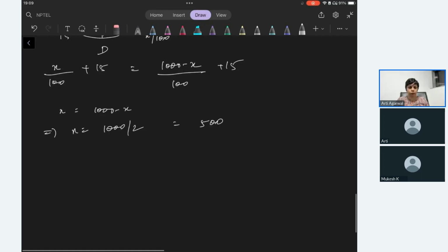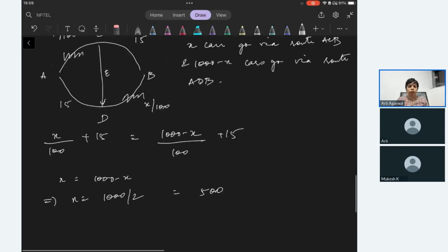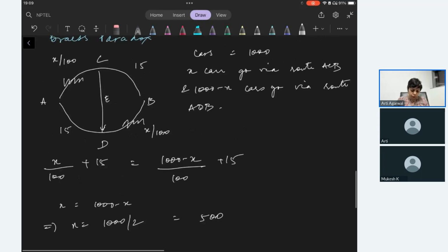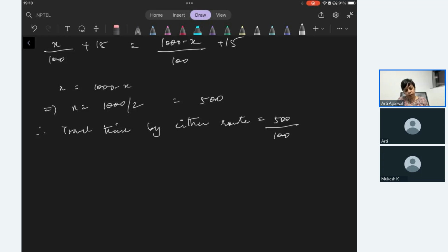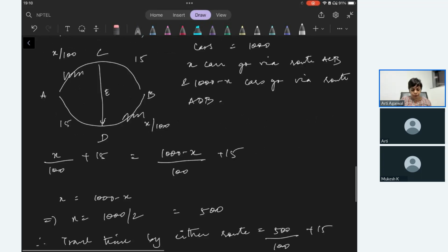So you know the number of cars on each route is 500, which means an equal number of cars are going via both the routes. Now the travel time is what? Therefore, the travel time by either route is equal to 500 by 100 plus 15, which is 20 minutes. So we know that the travel time is 20 minutes right now.